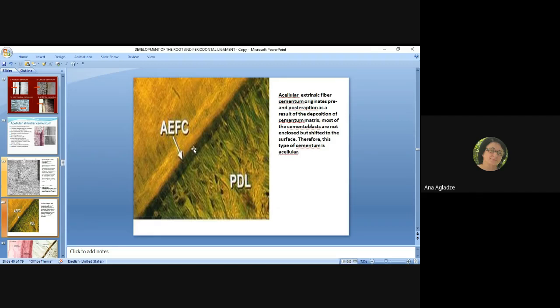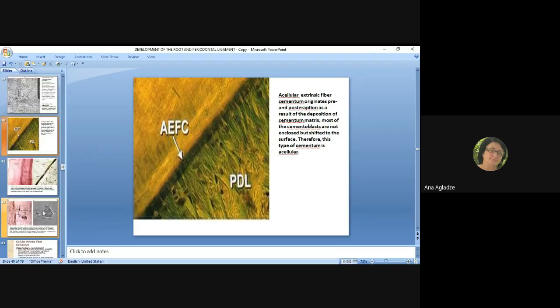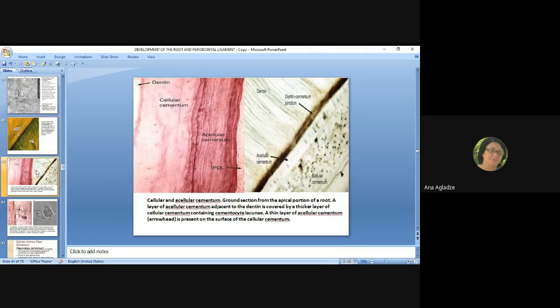Let's see, this is acellular, then cellular, and this is the dentinoenamel junction. The first layer which is deposited is acellular cementum adjacent to the dentin, and it is covered by a thicker layer of cellular cementum, which contains cementocytes in lacunae, and a thin layer of acellular cementum you can see here.